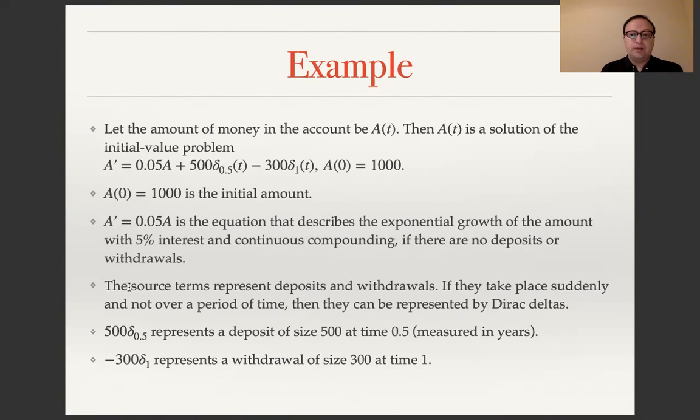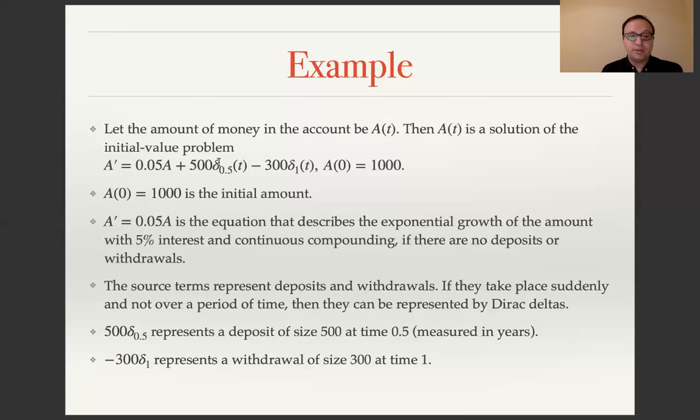So if they are instantaneous deposits or withdrawals, then they can be represented by Dirac deltas. So 500 times delta at 0.5 is a source term that represents a deposit of $500 at a time of 0.5, so this means after half a year. And minus 300 times the Dirac delta at 1 represents a withdrawal of size 300 at time 1.